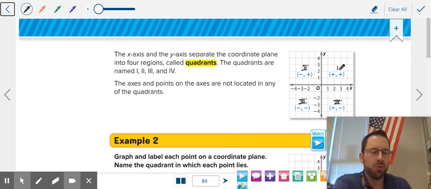Okay, so quadrant 1 is always two positives. Quadrant 2 is always negative, positive. Quadrant 3 is negative, negative. And quadrant 4 is positive, negative for your coordinates. If ever you have a point that is on an axis, it is not in a quadrant. So if I were to ask what quadrant this point would be in, you would say no quadrant. That is not in a quadrant. It is neither here nor there.